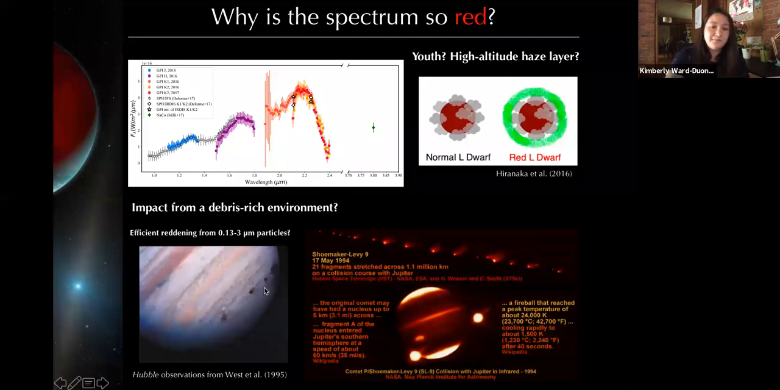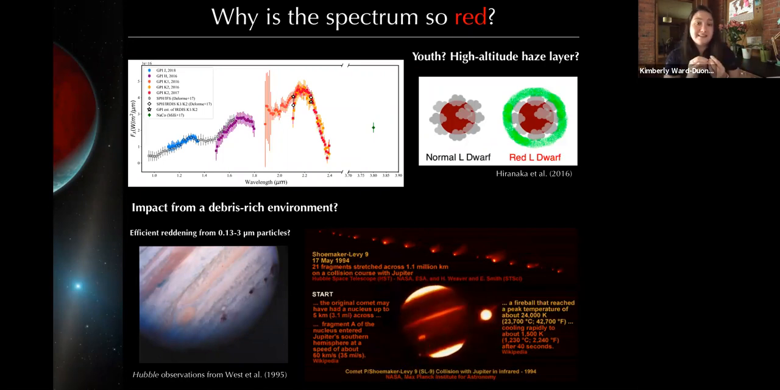So we know from Hubble observations of Jupiter, when the comet Shoemaker-Levy 9 impacted it in 1994, that it left a lot of high-altitude particulate, very, very small haze, that made the object look quite a bit redder. And if you apply that treatment to this spectrum, you can actually reconcile this very red spectrum with that of a more normal brown dwarf of intermediate temperature.